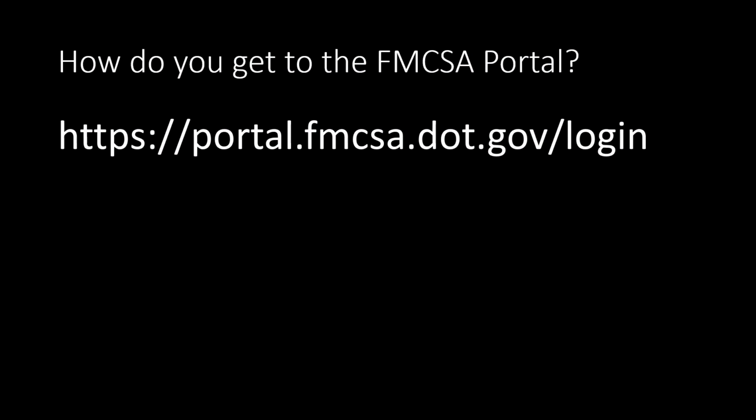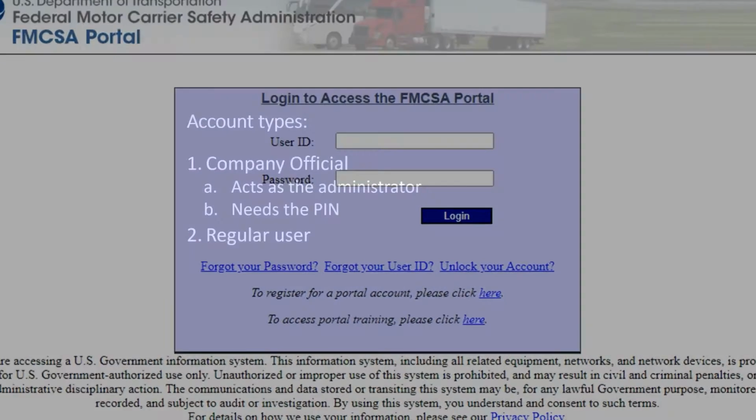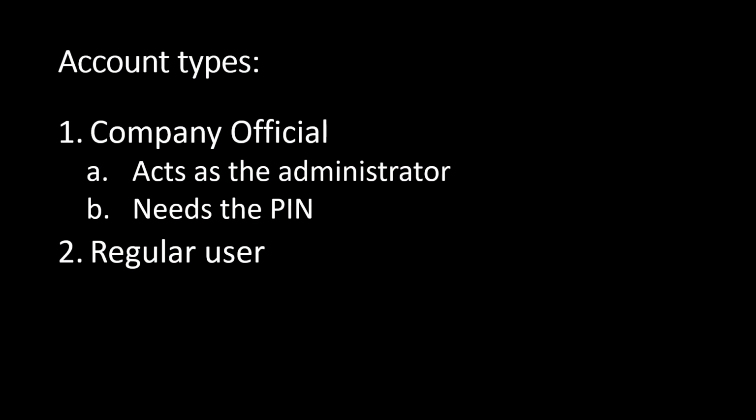Okay, so how do you get to the portal? This is the link to the portal. The link also is available in the video description below. Following that link, it's going to bring you to the logon page. The type of account you get depends on what your role is. There are two types of accounts. As a motor carrier, you're either going to have a company official account or a regular user account.